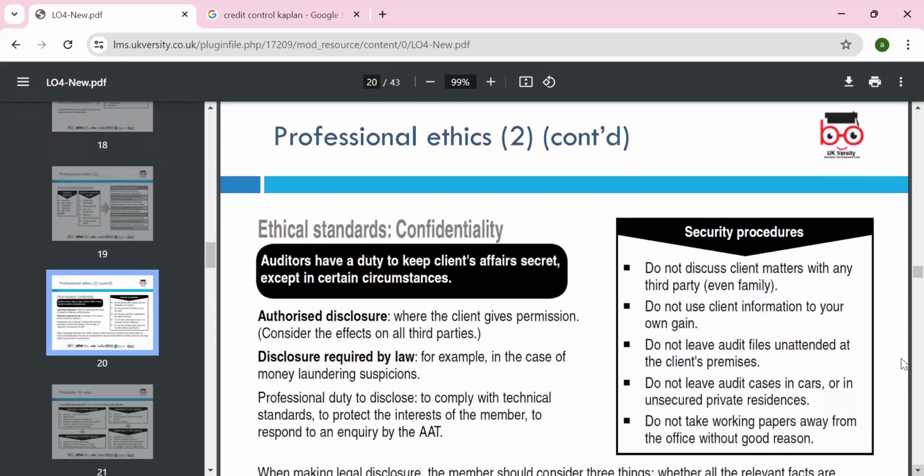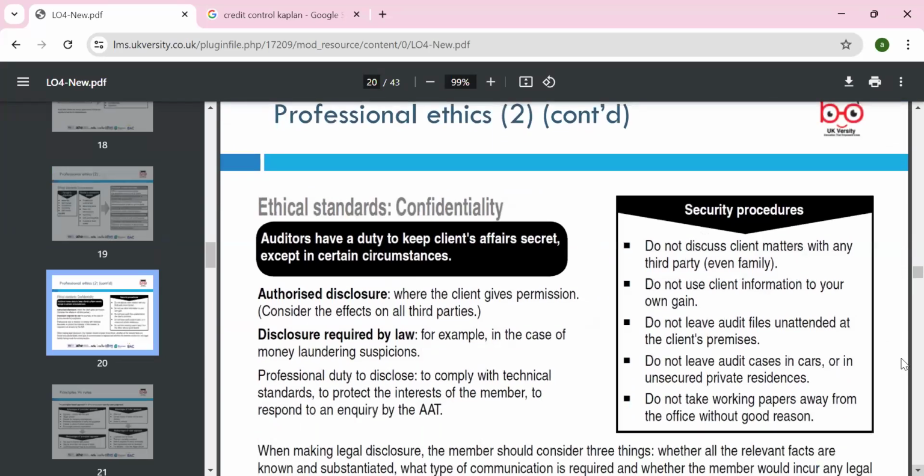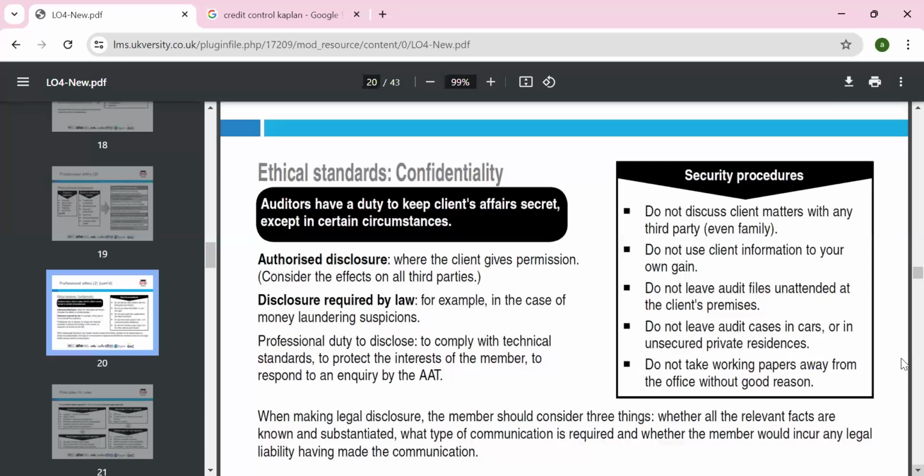So with ethics and ethical standards, we can look around confidentiality. Authorized disclosures need to be disclosures required by law. Those need to be by law. You have to declare in your notes in the books of accounts where this asset came from, what liability you have, what agreement we have, what future plan we have. So these are security procedures.